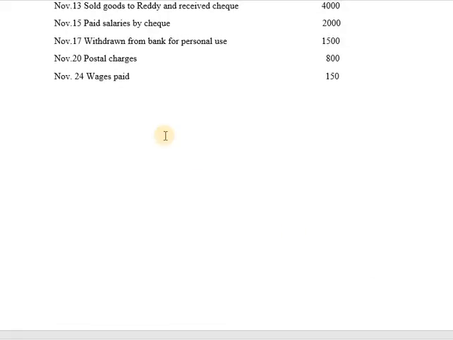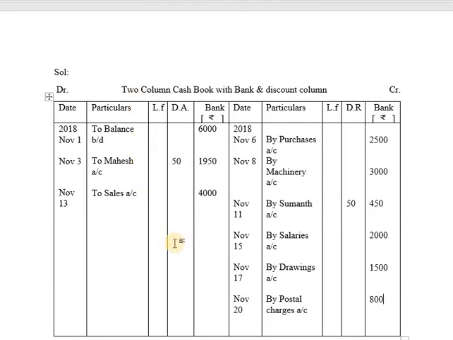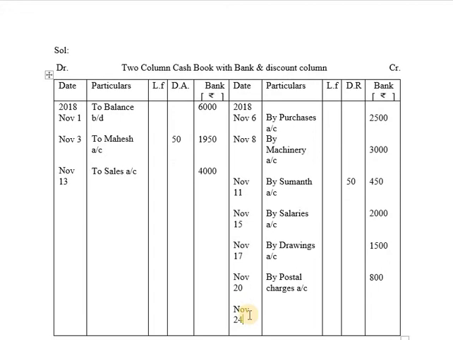Next, after November 20 we have a transaction on November 24, wages paid 150. Again amount is going from the business, so it will be recorded on credit side. It will be recorded as November 24 by wages 150. So here you will be writing it as November 24 by wages account, and the amount will be recorded as 150 in bank column.